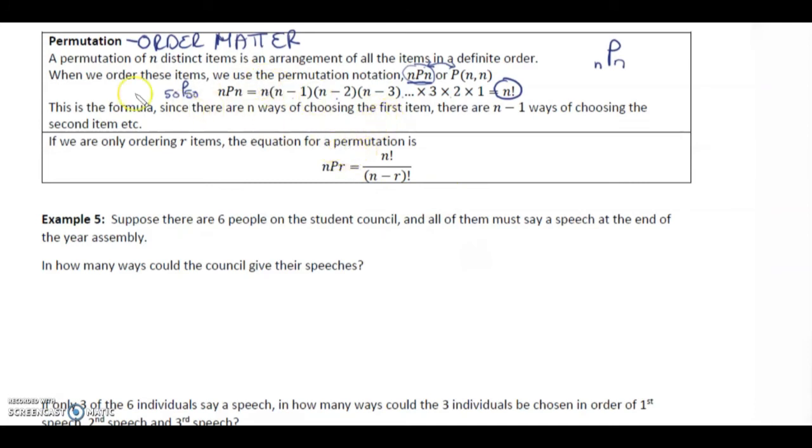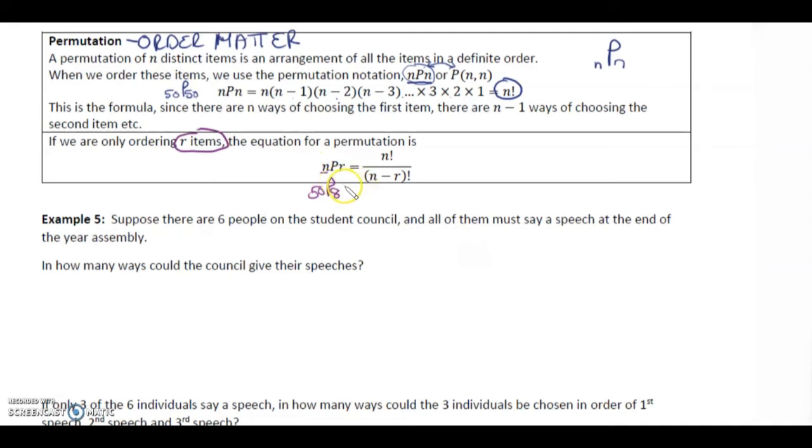Now, here's where it changes a little bit. Factorial is when we order every single item. Now, there are situations where we only order r number of items. In this case, we're going to use, for example, 50, and then we're going to order, I don't know, 8 of the items. So we can use 50P8 directly in our calculators.